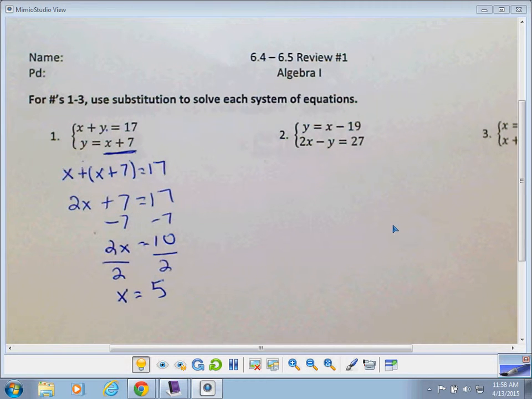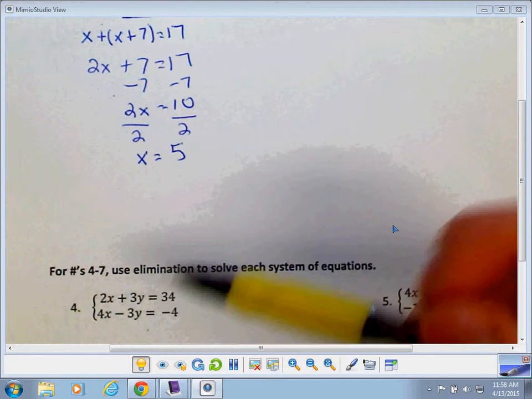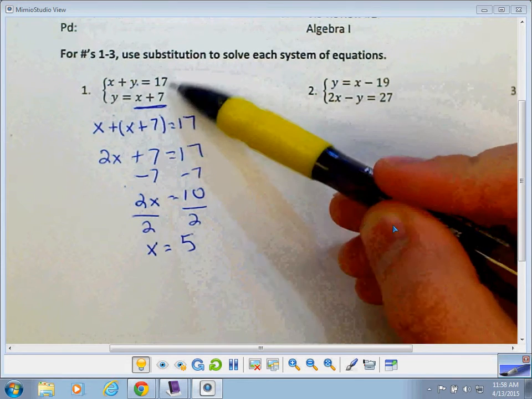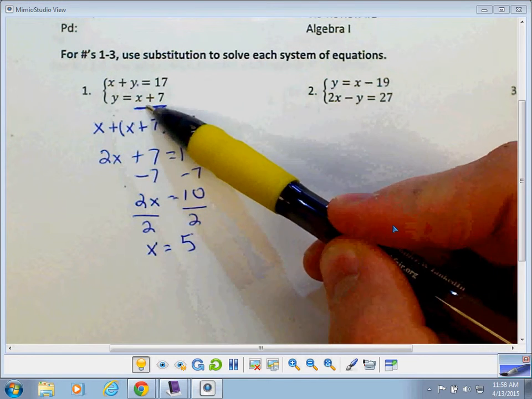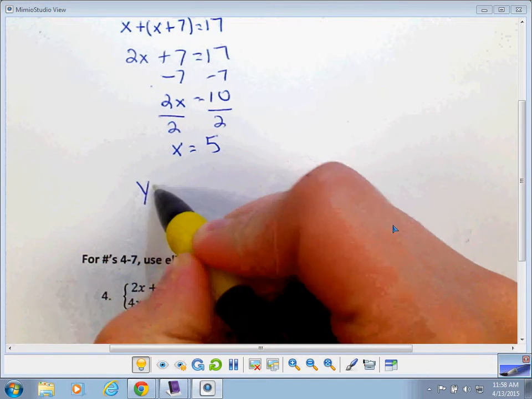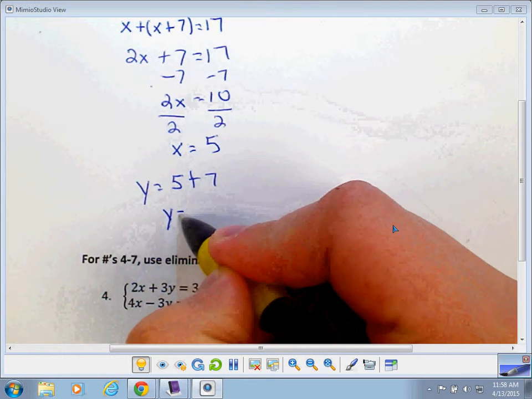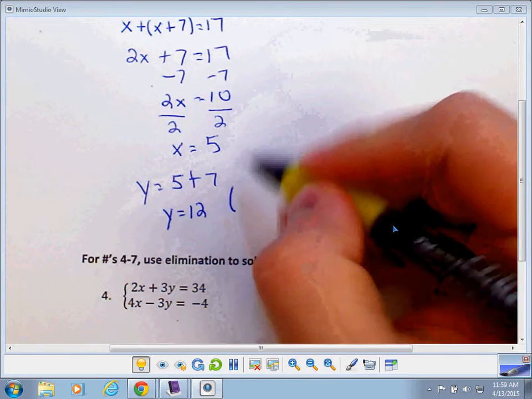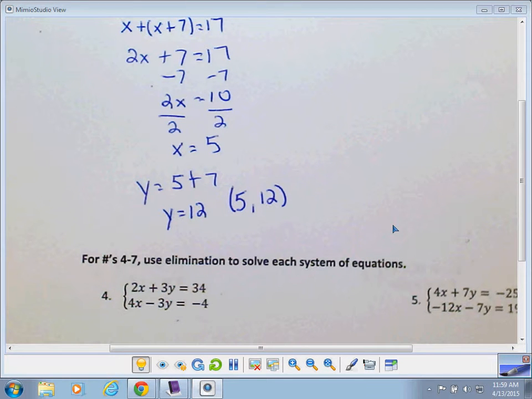We want to now find out what y is equal to, because we need to find the solution to the system. So all you have to do is plug in what your value is for x, and then plug it back into one of the two original equations. I would choose the second one here because it's already solved for y. You just have to plug in x. So we know y is equal to 5 plus 7, which means y is equal to 12. So then you need to write your solution, which would be what x is, 5, and then what y is, 12. So then the solution to this system is 5, 12.